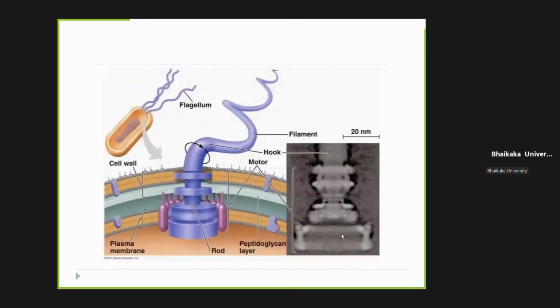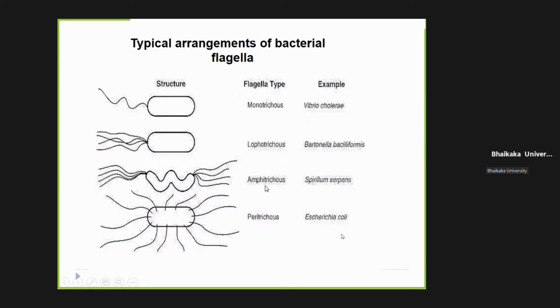Now here you can see the macroscopic view of the flagella. The structure that lies outside the cell wall body is the filament portion, here is the hook portion, and this one is the basal body. Now the arrangements of bacterial flagella.